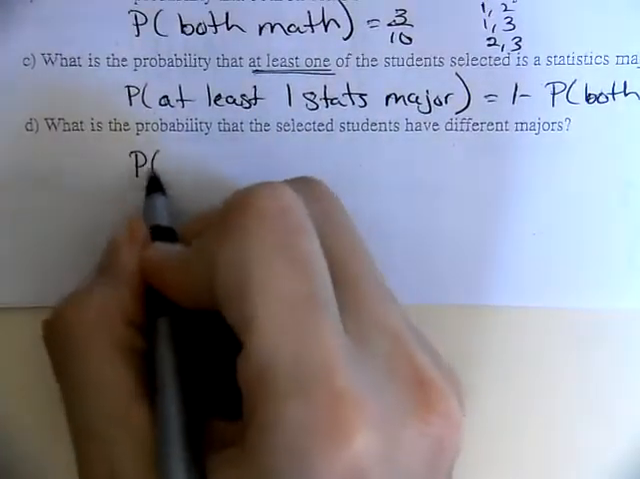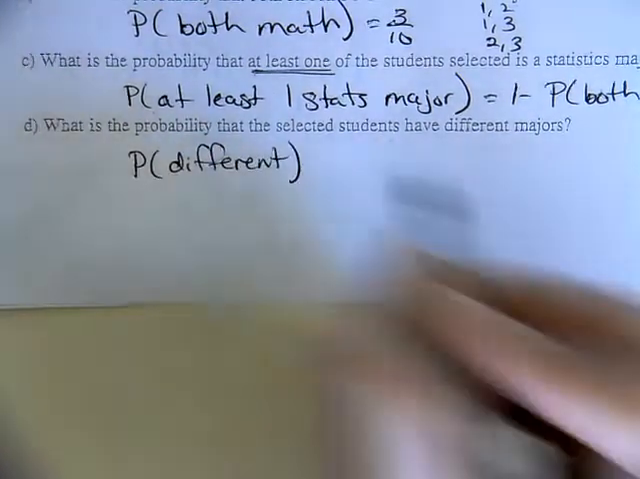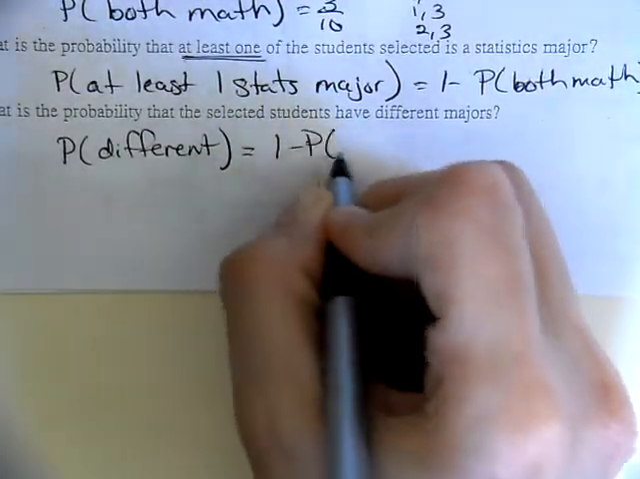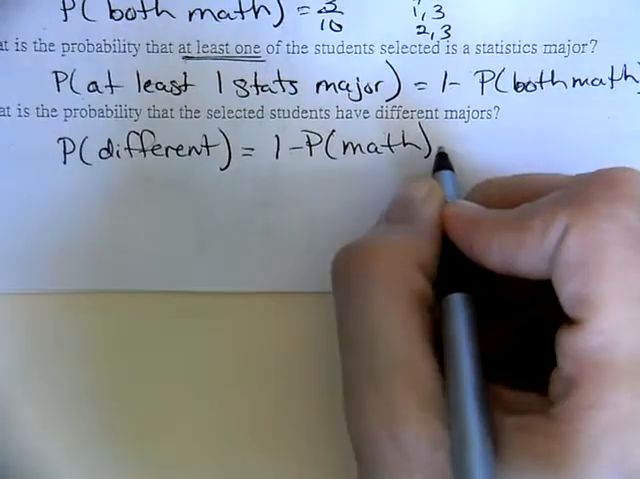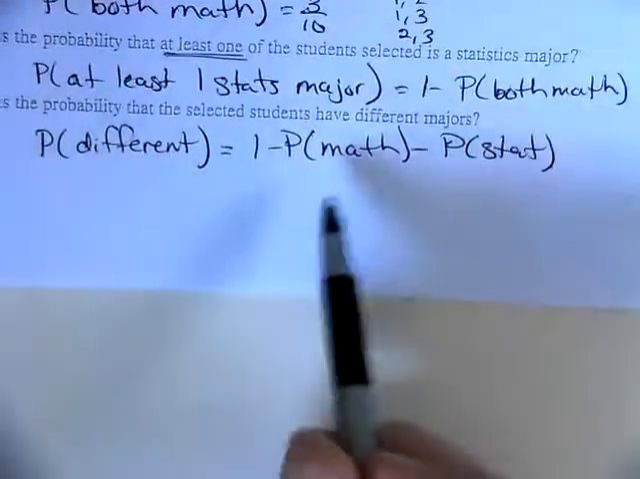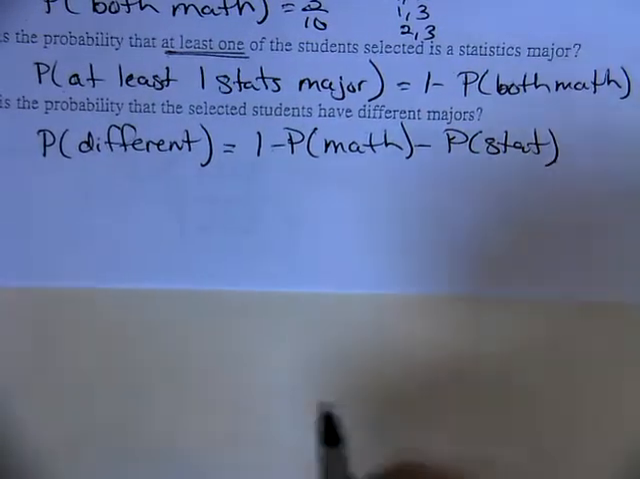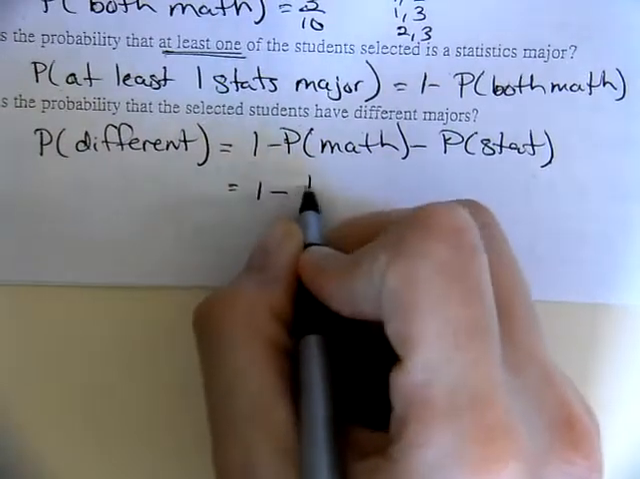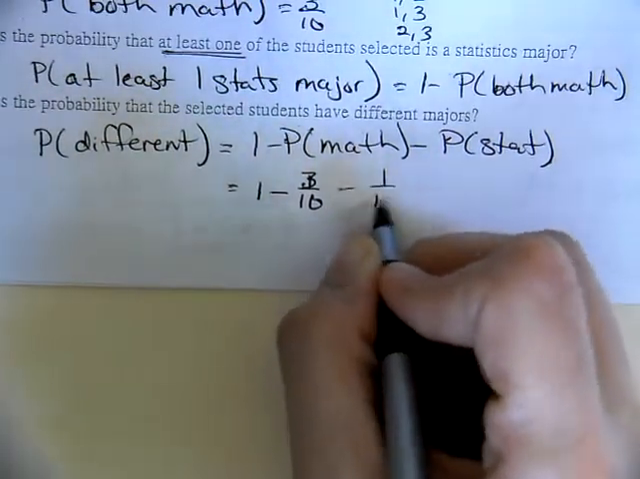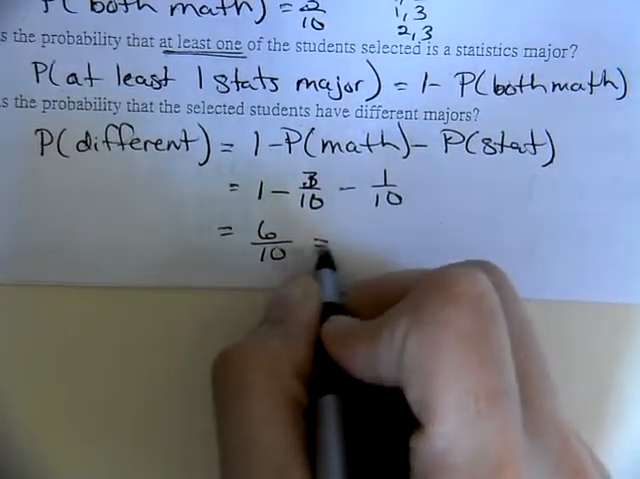What's the probability that they have different majors? Again, instead of going through and looking at different majors, what I'm going to do is 1 minus the probability that they're both math minus the probability that they're both stat majors. Because then I don't have to count, okay, different majors, it's a lot to think about. But I already know that there were 3 ways for them to be both math, 1 way for them to be both stats. So that's 6/10 left over, or 3/5.